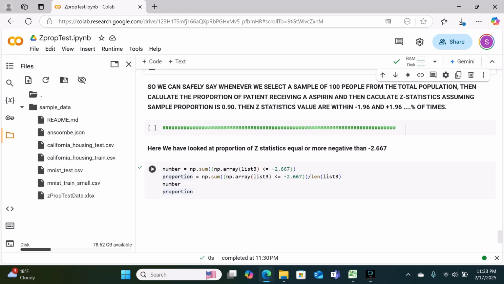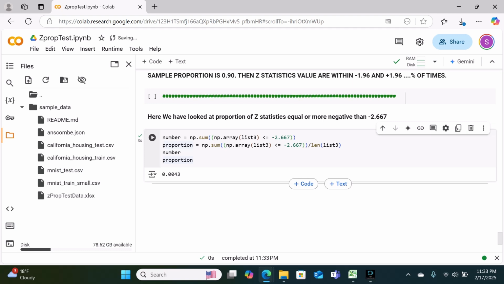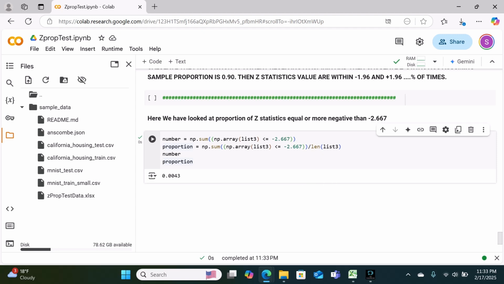Here we are trying to calculate, among those 10,000 G statistics values, how many, and what proportion, are equal to 2.667 or more negative than 2.667. And we see that 0.0043 percent of G statistics values are equal to or more negative than 2.667.